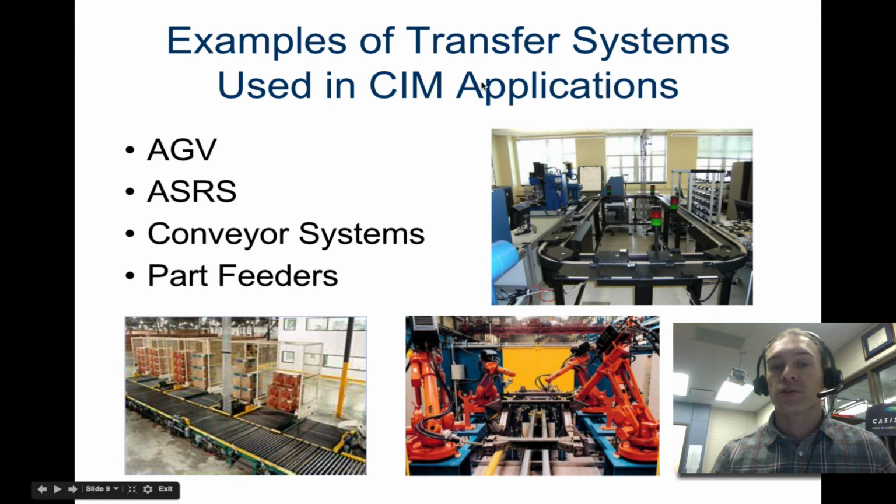So here's some examples of transfer systems used in computer integrated manufacturing applications. The automated guided vehicle, and there's not really an example of that in these pictures. The automated storage and retrieval system, which really is not an example of in any one of these either. And then conveyor systems. So these are some conveyor systems. You also have part feeders and just some robotic arms in here as it's sliding down this conveyor. This conveyor system is a very small loop. So maybe parts are put onto here, they're inspected, and then they're taken off and packaged.